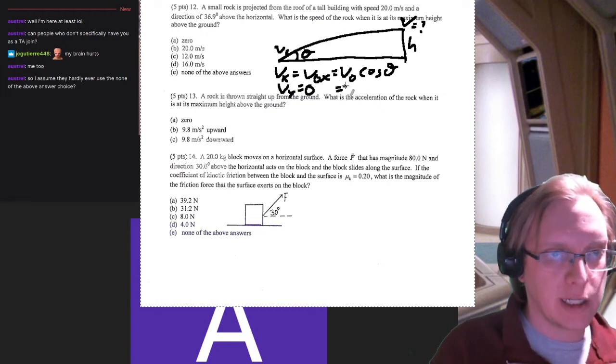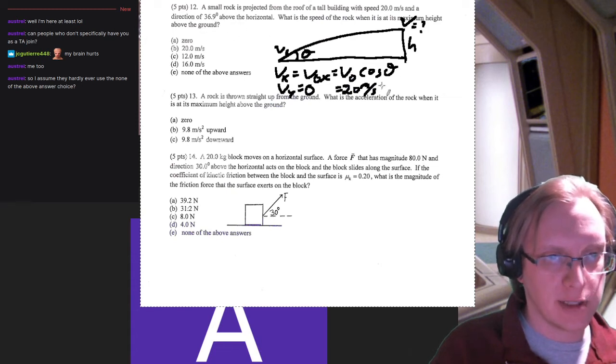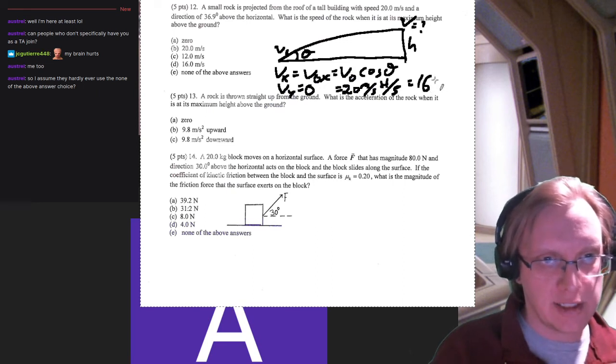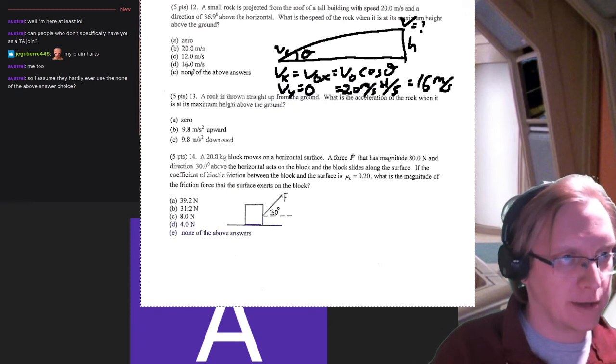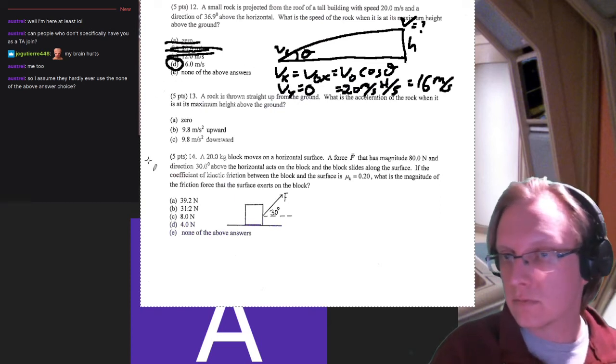So then we have the 20 meters per second, and then we have the cosine of 36.9. That's pretty close, so it must be the 4/5 version. 20 divided by 5 is 4, times 4 is 16. 16 meters per second for Vx, 0 for Vy. We can do that Pythagorean. 16 meters per second.